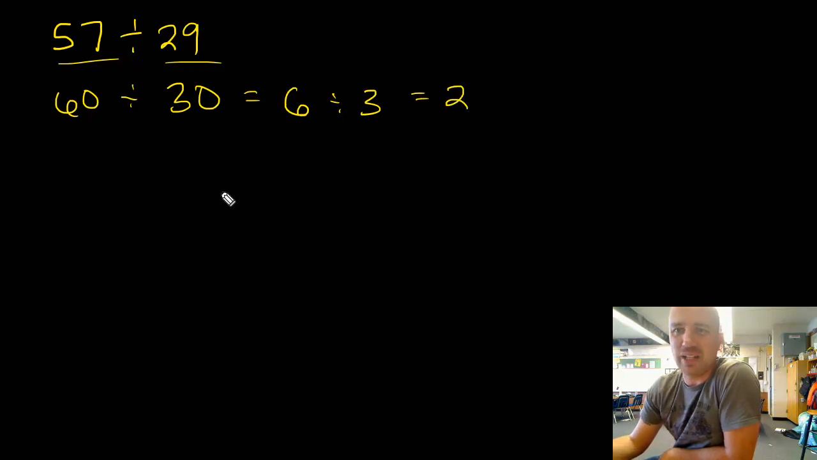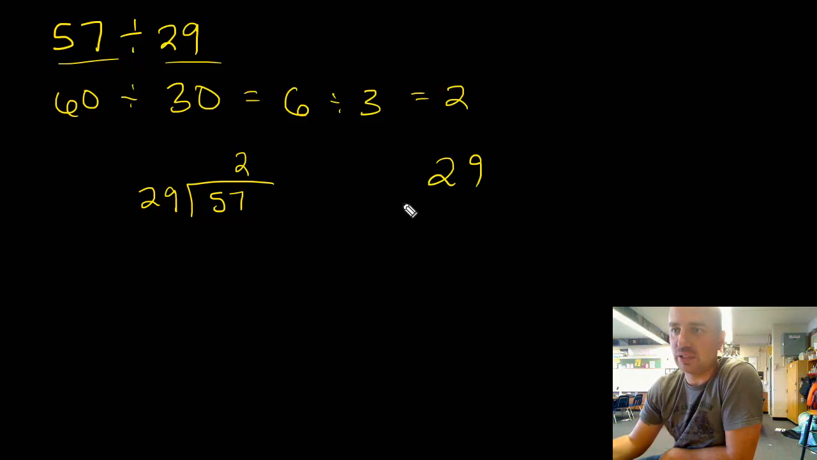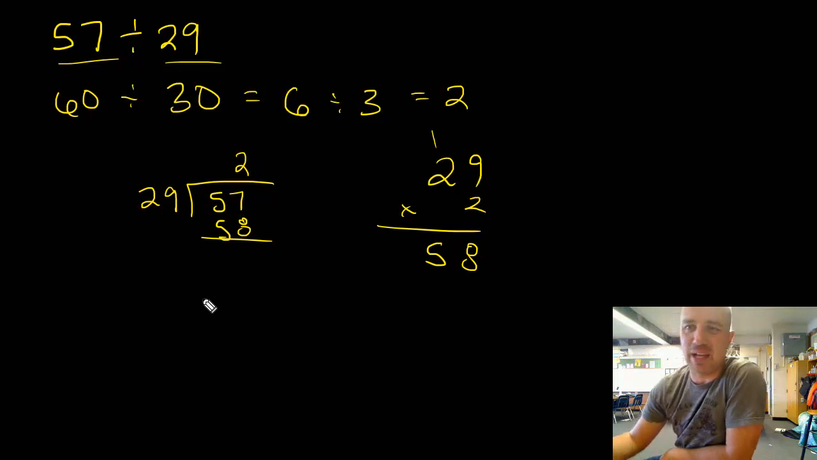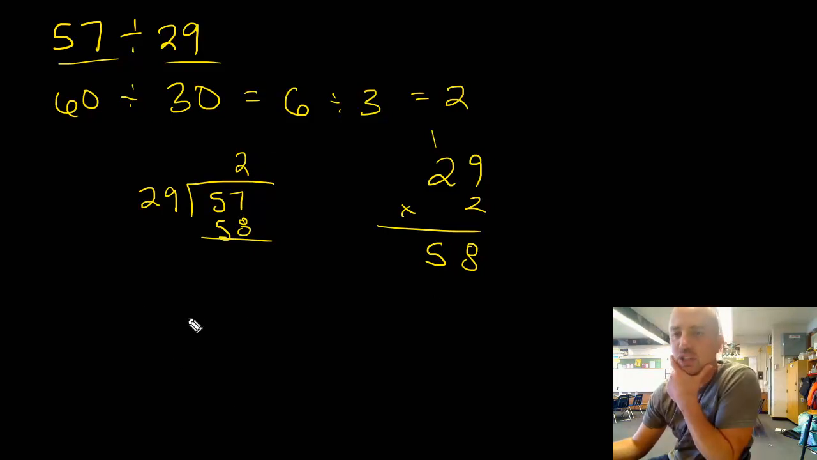And so then if I put this in here, 57 divided by 29 and 2, 2 groups of 29, well, 29 times 2. 9 and 2 is 18, and 2 and 2 is 4 plus 1 is 5, would be 58. And I can see obviously that that's too big, right? So rather than 2, I'm going to have to readjust and bring that back down to a 1. So let's try that down here. I'm going to do that in a different color, okay?